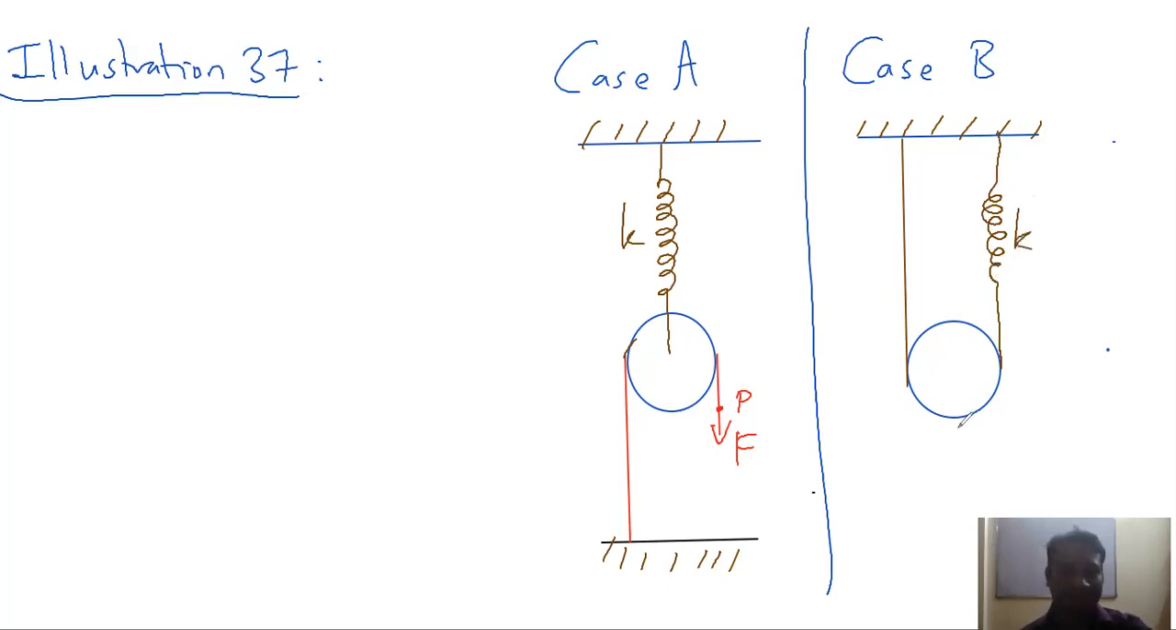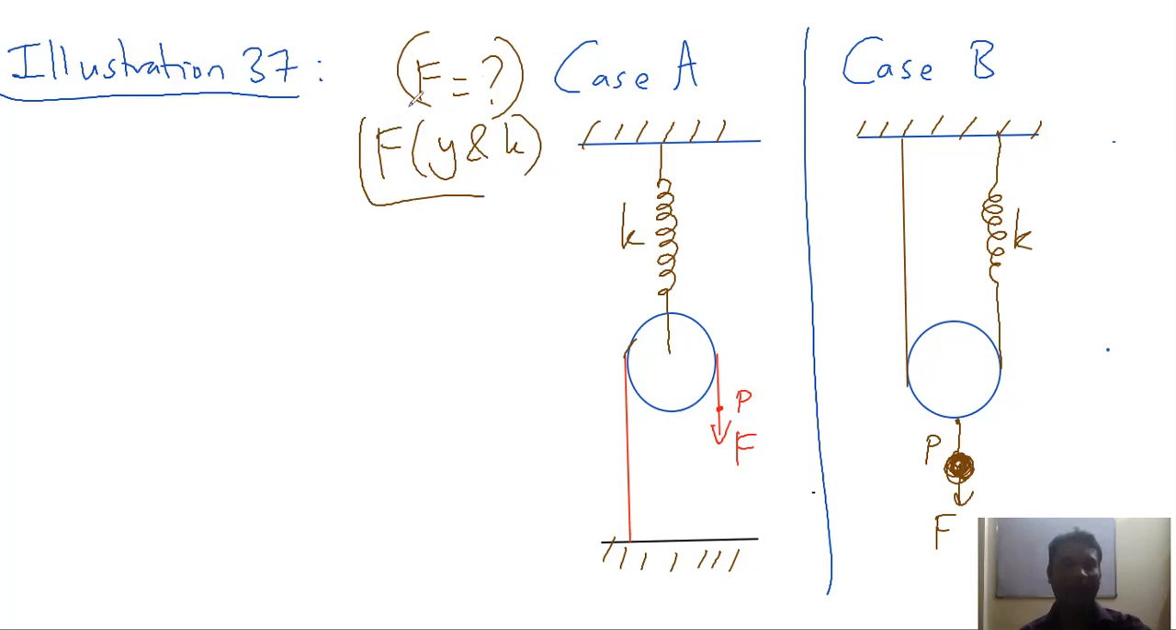Now, in the second case, we are applying a force F here at point P. In this case, due to this force F, we have to find the value of force F in terms of spring constant K and displacement Y. We are given spring constant K in both cases, and displacement is Y. So we have to find the force as a function of Y and K.